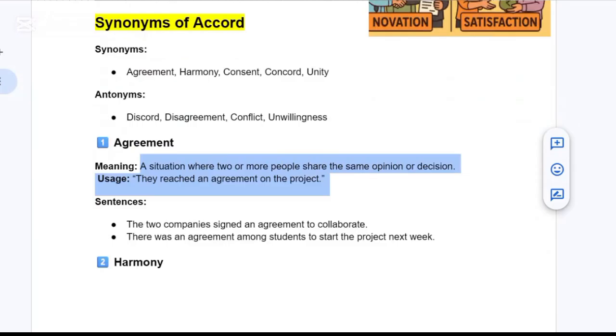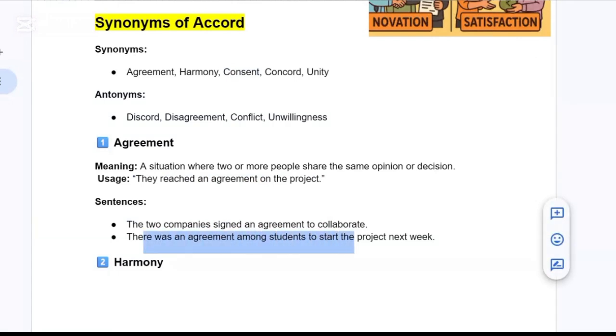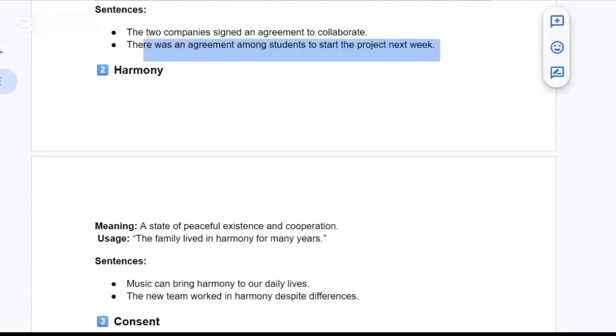How can you use this? For example, they reached an agreement on the project, means they showed their consent on the project. The two companies signed an agreement to collaborate. There was an agreement among students to start the project next week. Means they are having concord and they are having an agreement.